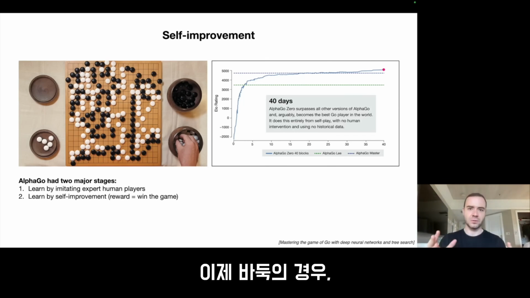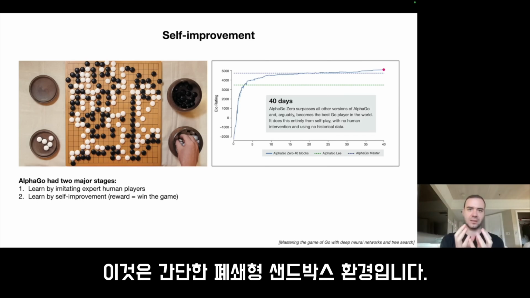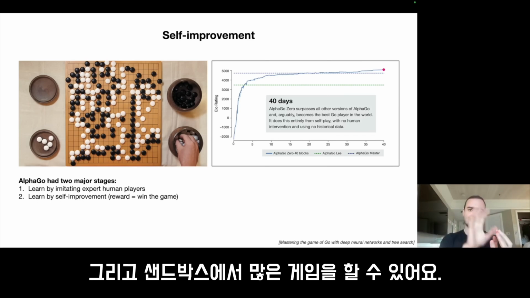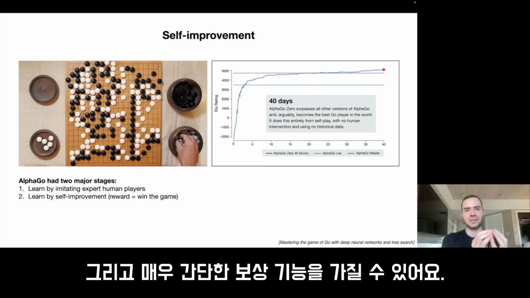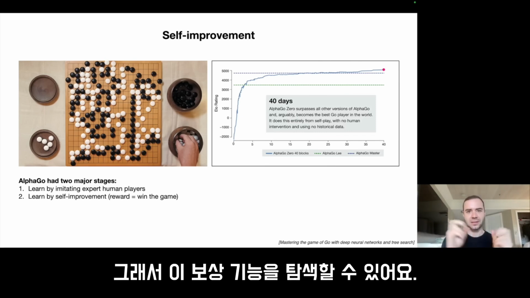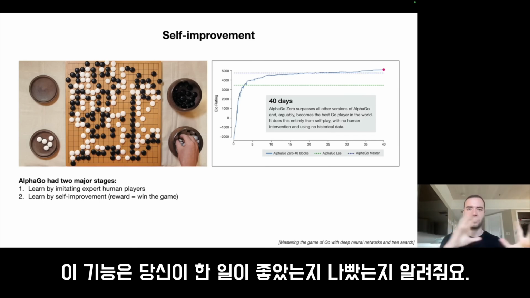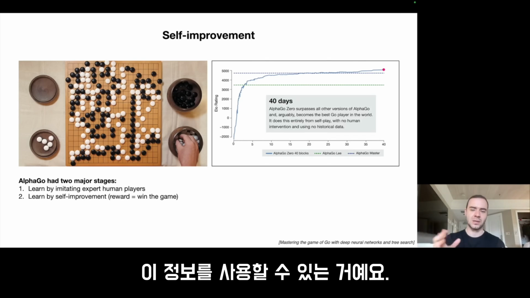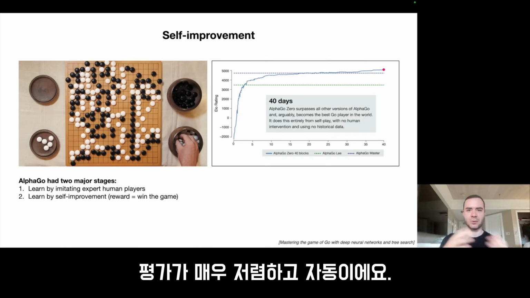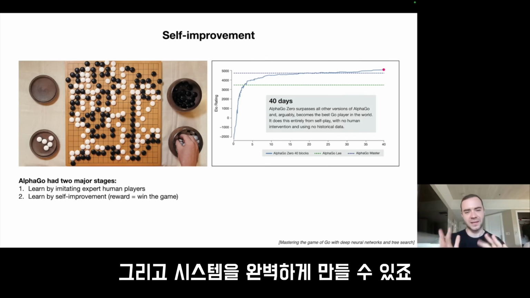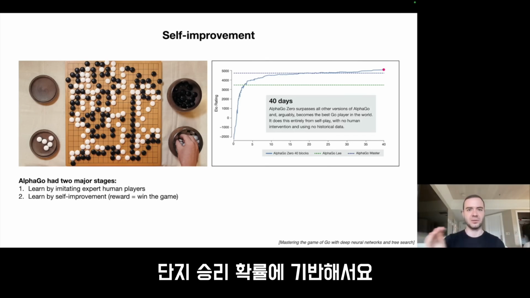Now, in the case of Go, this is a simple closed sandbox environment. You have a game, and you can play lots of games in the sandbox, and you can have a very simple reward function, which is just winning the game. So you can query this reward function that tells you if whatever you've done was good or bad. Did you win? Yes or no? This is something that is available, very cheap to evaluate, and automatic. And so because of that, you can play millions and millions of games and kind of perfect the system just based on the probability of winning.